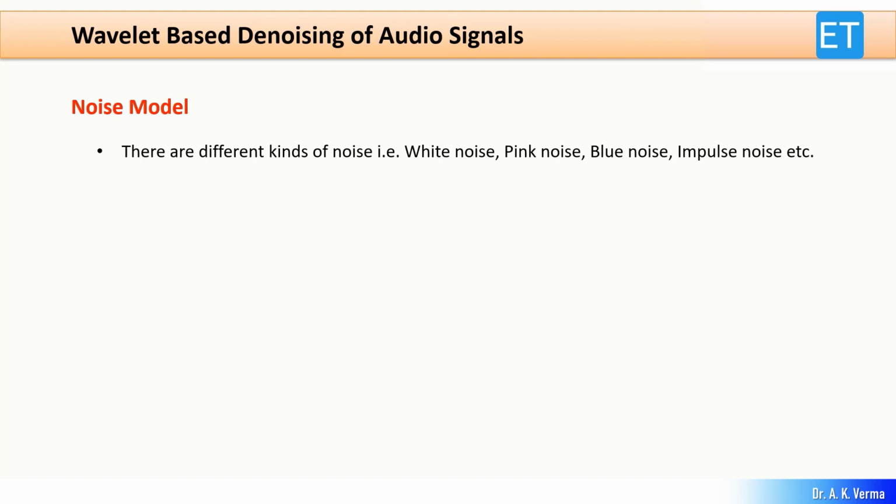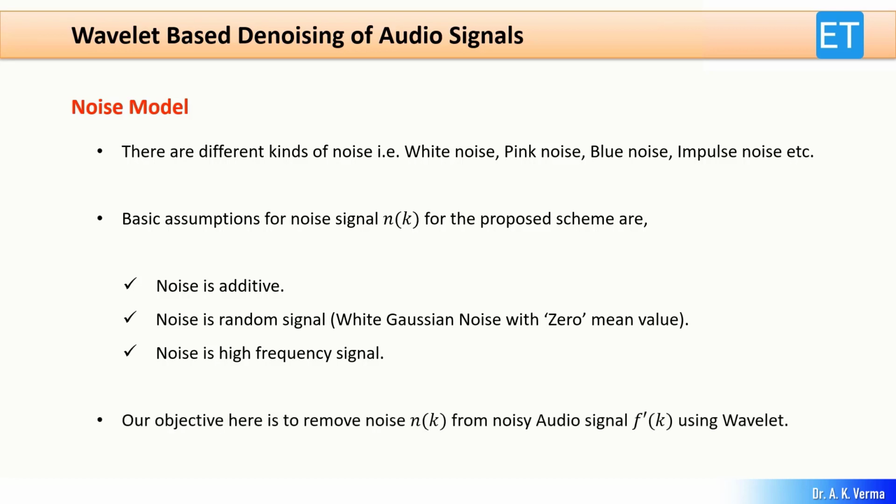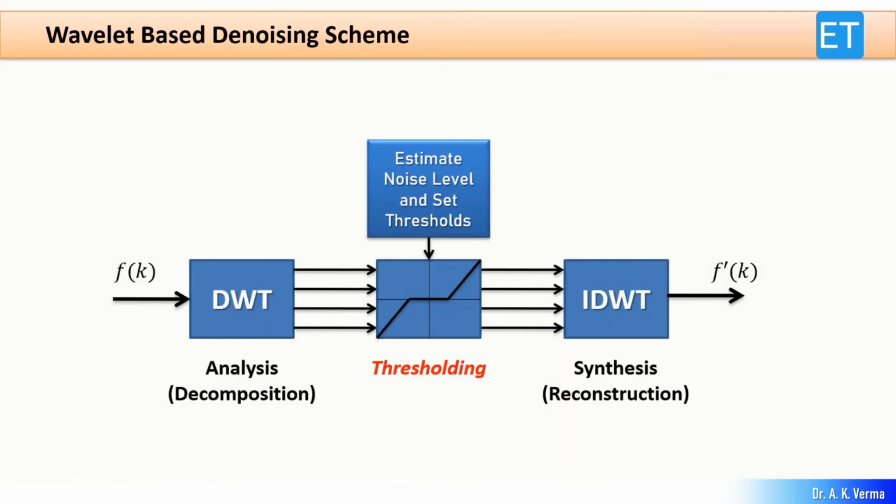There are different kinds of noises, for example white noise, pink, blue, impulse noise, etc. For this particular video, I am taking the example of only white Gaussian noise with a zero mean value. And we are assuming that noise is additive and is a high frequency random signal. So here our objective is to remove noise nk from the noisy audio signal fk using wavelet transform based techniques. So this is my wavelet based denoising scheme.